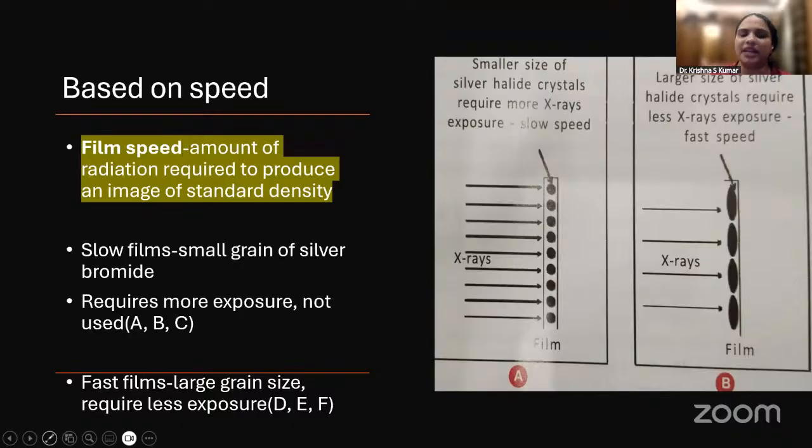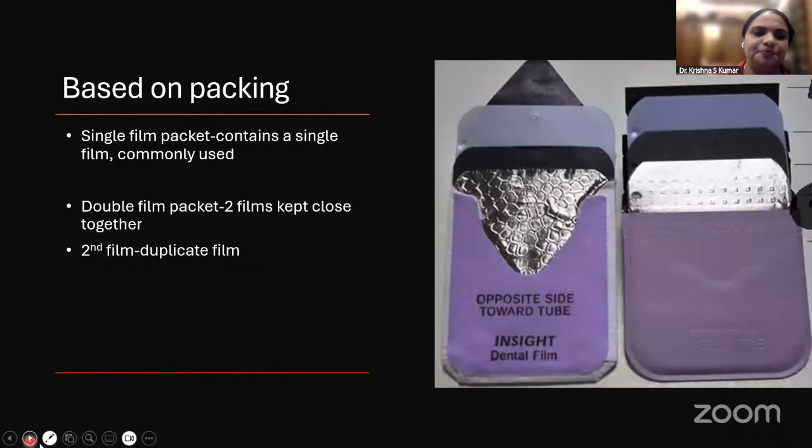Film classification is based on speed. Speed is the amount of radiation needed to produce an image of standard density. The slow speed films contain smaller silver halide crystals, which require a large amount of X-rays to pass through, whereas the fast films, that is D, E, and F, contain larger silver halide crystals, which require fewer X-rays. The size which we commonly use is size E. If you see a film, on one side there will be an alphabetic marking of E.